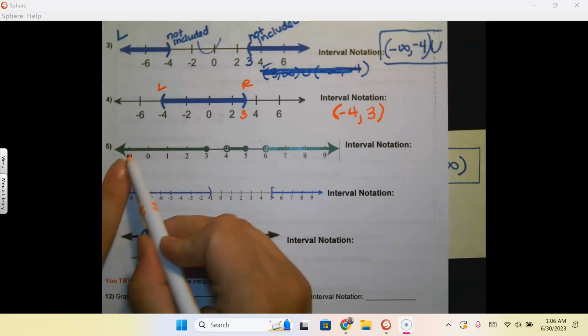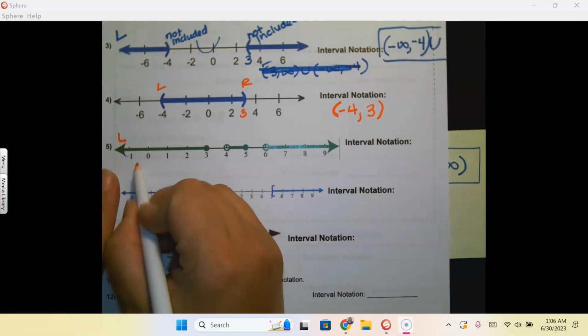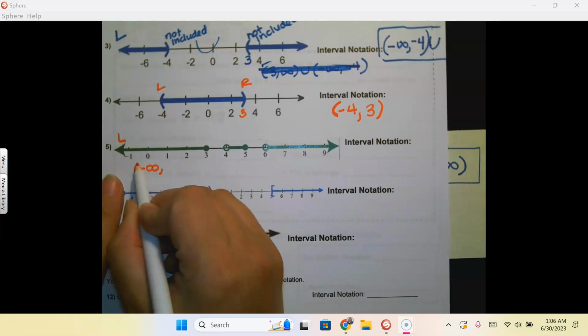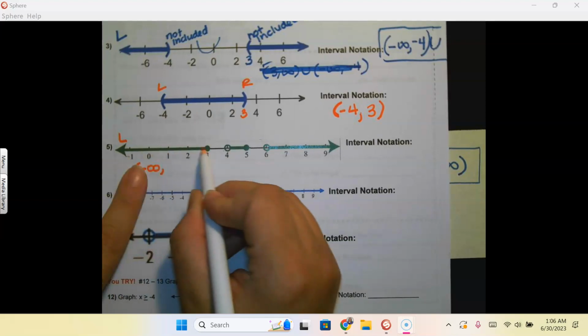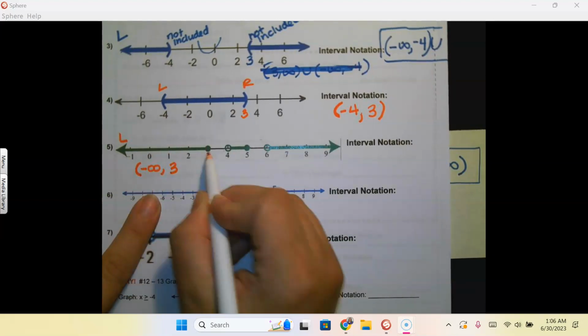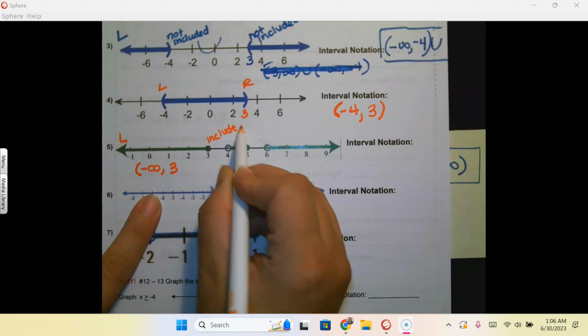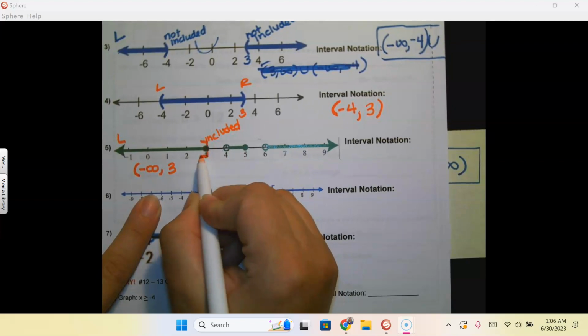Okay, let's go ahead and try this one here. So we go from the left to the right. So it's going to the left infinitely, so we're going to put -infinity. We always put a parenthesis around infinity, and then as we go to the right side, it stops here at 3, and that means it's included. So the symbol for included is a closed circle or a bracket. So we could have put a bracket here.